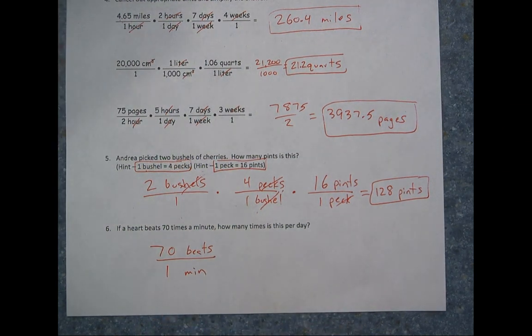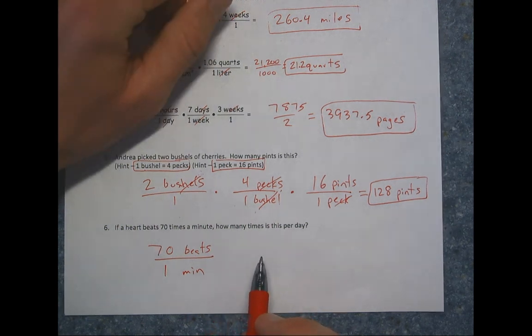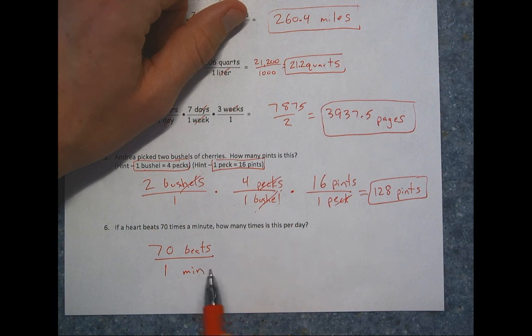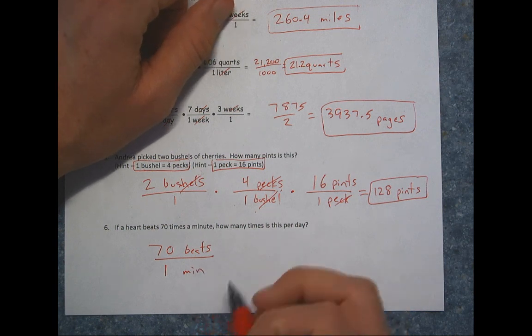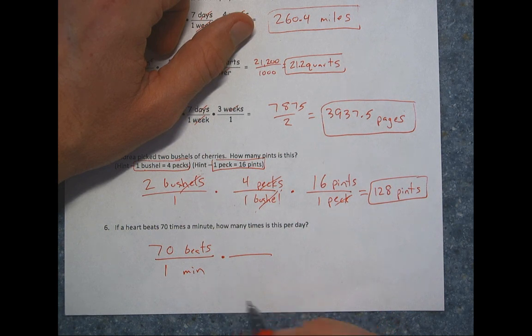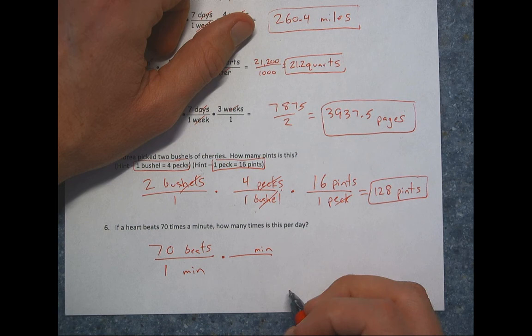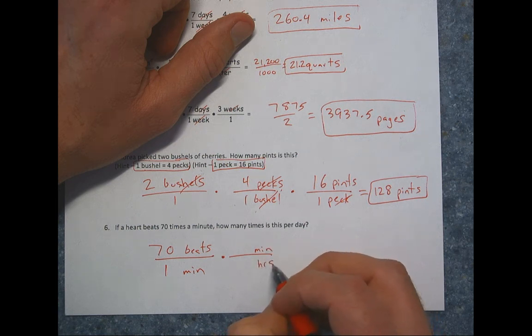How many times is this per day? So we need to change minutes to days. Now, if you knew how many minutes were in a day, you could go straight to that conversion. But most people don't know that number off the top of their head. We know how many minutes are in an hour, so let's start there. We're going to multiply that by the conversion rate of minutes to hours. And since minutes is on the bottom, I'm going to put minutes up top.